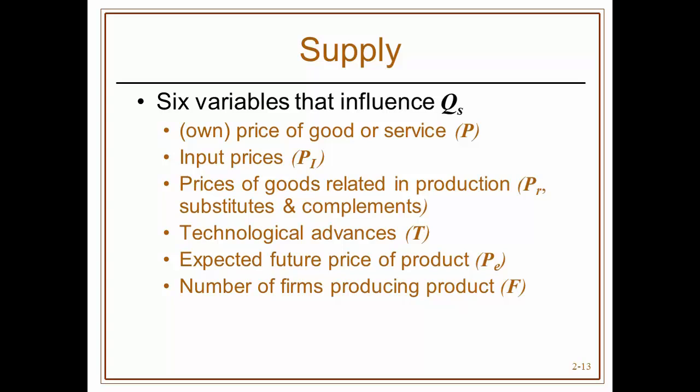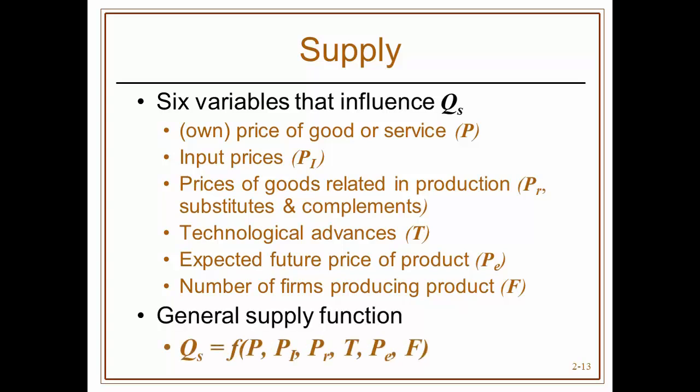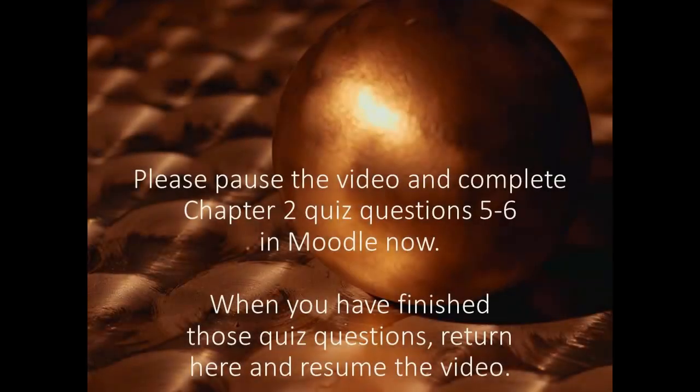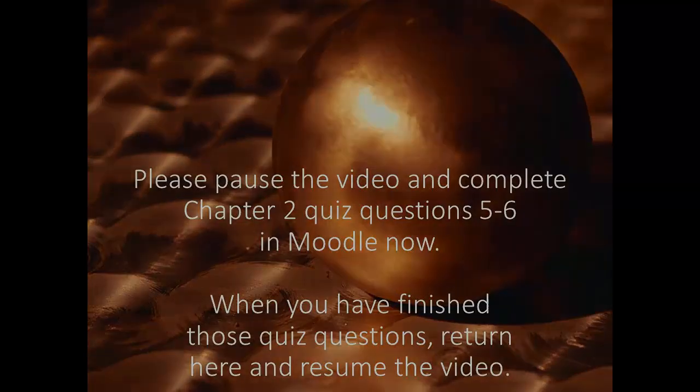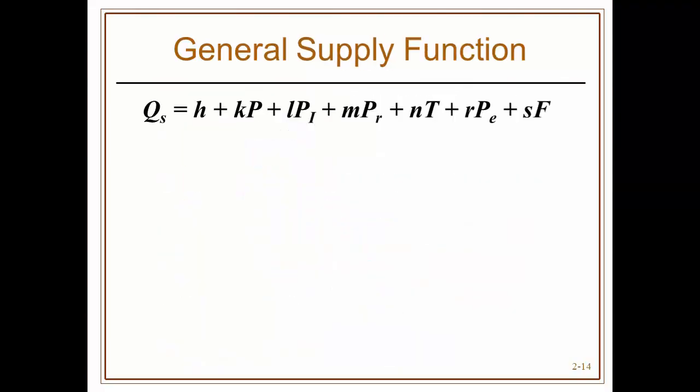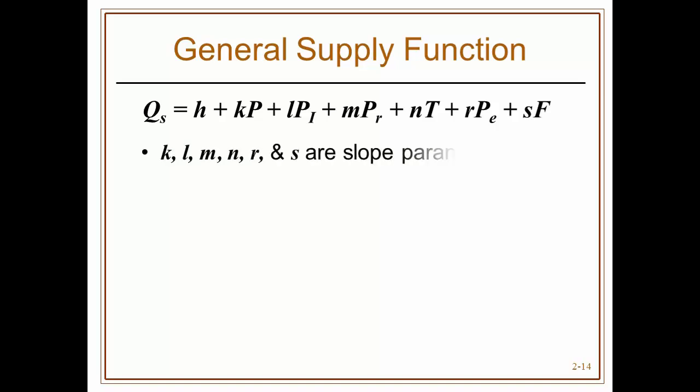And again, the supply curve reflects not just one supplier of this product, but all of the willing and able suppliers. And so if there are more of them, then even if the price of the product stays the same, that's going to affect the quantity supplied too. And you get this general supply function where the quantity supplied is a function of these different variables. Just like before, you can have this general supply function written out as this big long equation with an intercept term h and these different variables with their coefficients out front. We'll call those slope parameters when we get into the later statistical chapter where we do regression analysis.